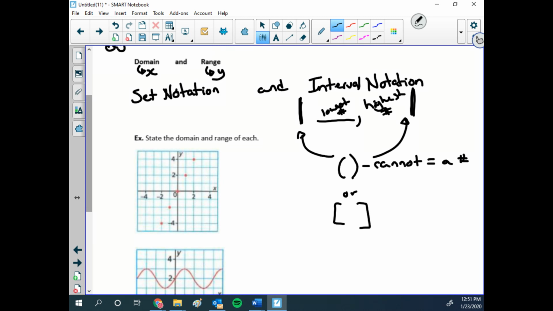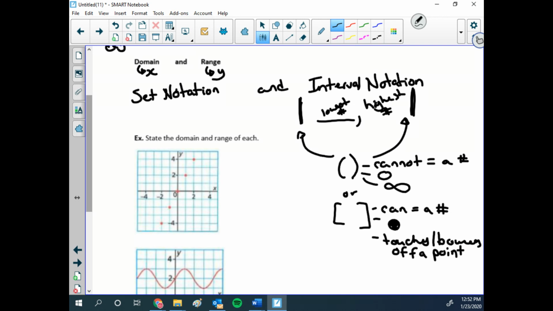When you cannot equal a number, that would be something like open dots or infinity. That's generally where you use those curved brackets. Square brackets are when you can equal a number. You can usually equal a number if I have a closed dot, or if a graph touches or bounces off a point. Okay, and we'll look at set and interval notations for all these examples quickly below.